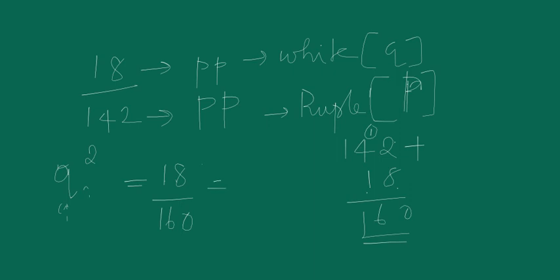So what is the value of q square? 18 by 160, what is it? Can you do it and tell me? I don't have a calculator with me. That's why I'm telling you. Okay, 18 by 160 is 9 by 80. It will be 0.1125. Okay, fine. This is q square.